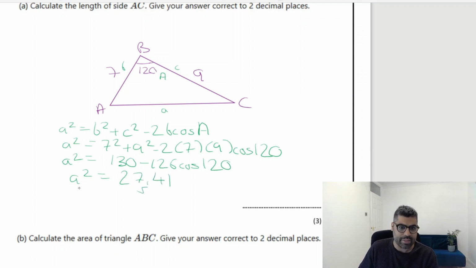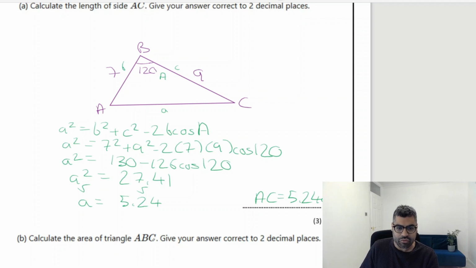We then square root both sides, and we have our value of A, which is 5.24. So remember that our A is the length AC, so we have AC is equal to 5.24 centimeters. So you have to be very careful in terms of the letters that we're using and to not confuse them with the purple ones.